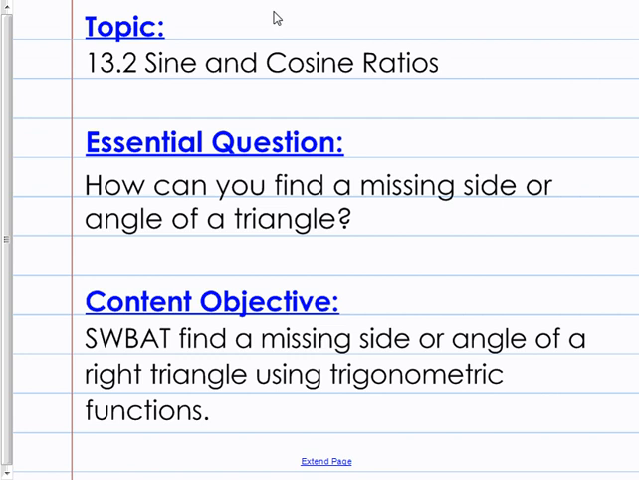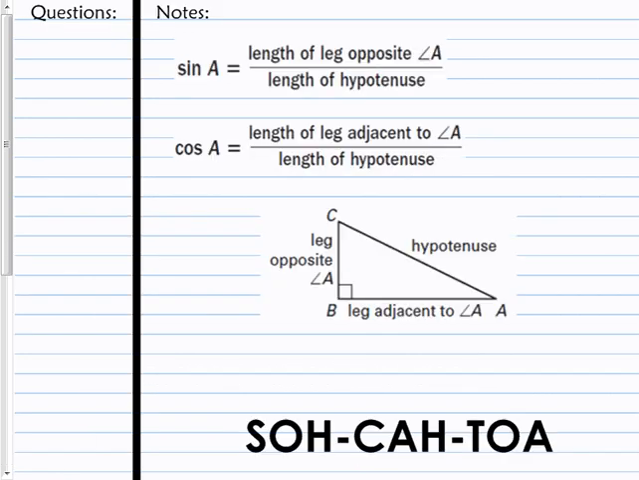Today we're going to be talking about the sine and cosine ratios. Your lesson objective continues to be, how can you find a missing side or angle of a triangle? And your content objective is that you're going to be able to find the missing side or angle of a right triangle using the trigonometry functions of sine, cosine, or tangent. Today specifically focusing on sine and cosine.